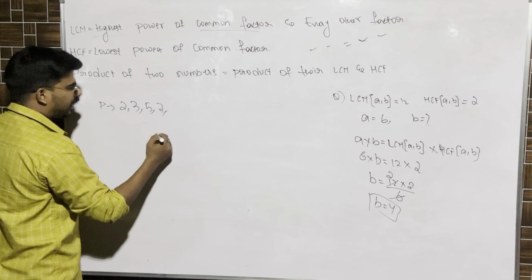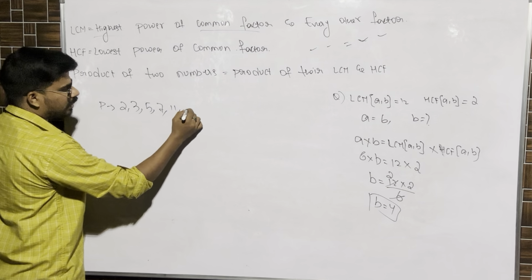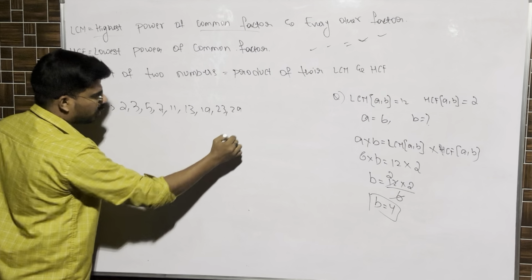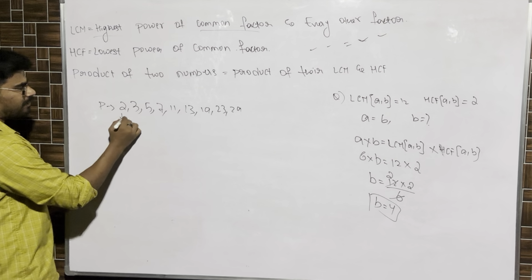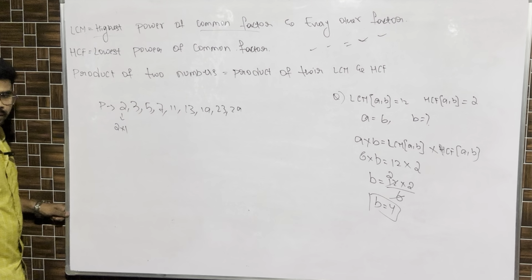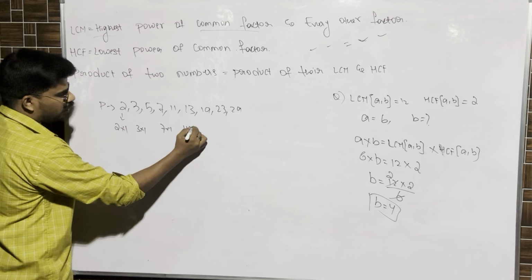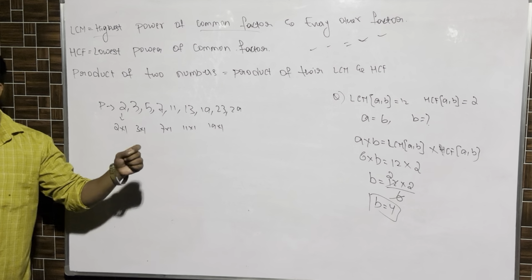numbers. 7, right? 11 is there, let me take 13 and 19 and 23 and 29 also. 17 is also there. If I have to write the prime factors of 2, it will be 2 into 1 only. 3, it will be 3 into 1 only. 7 into 1, 11 into 1, 19 into 1. So we can multiply that by 1.